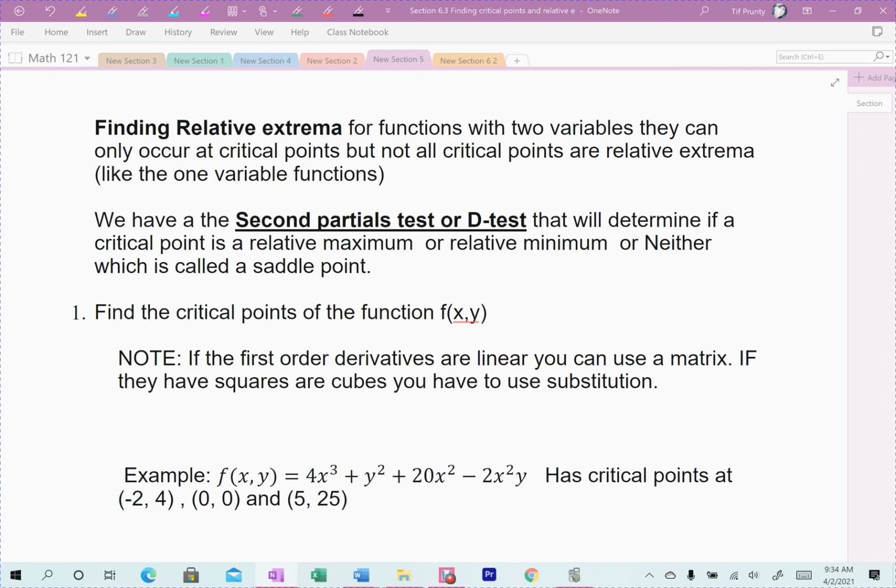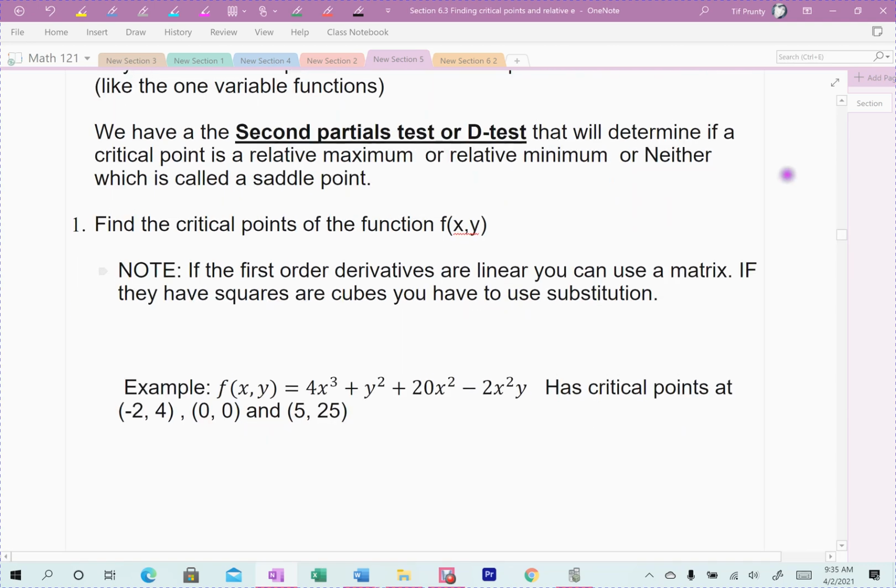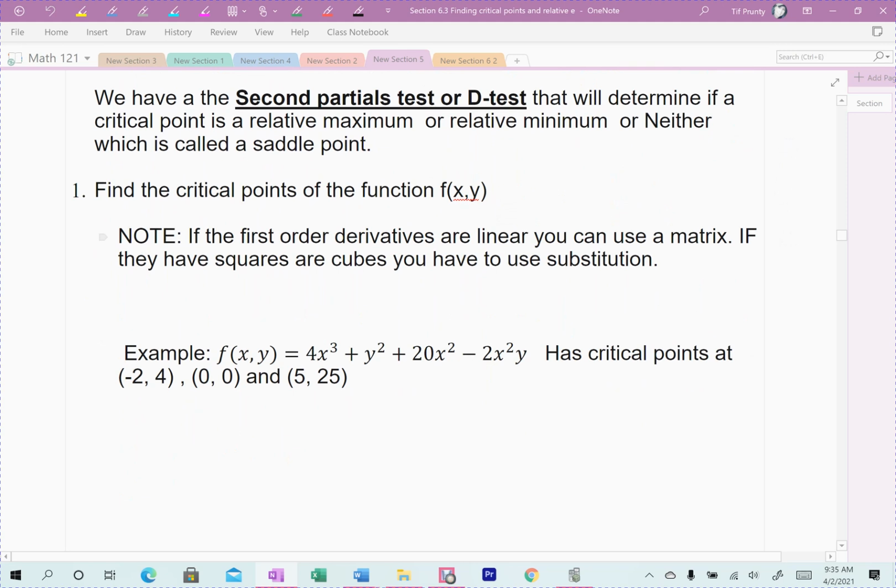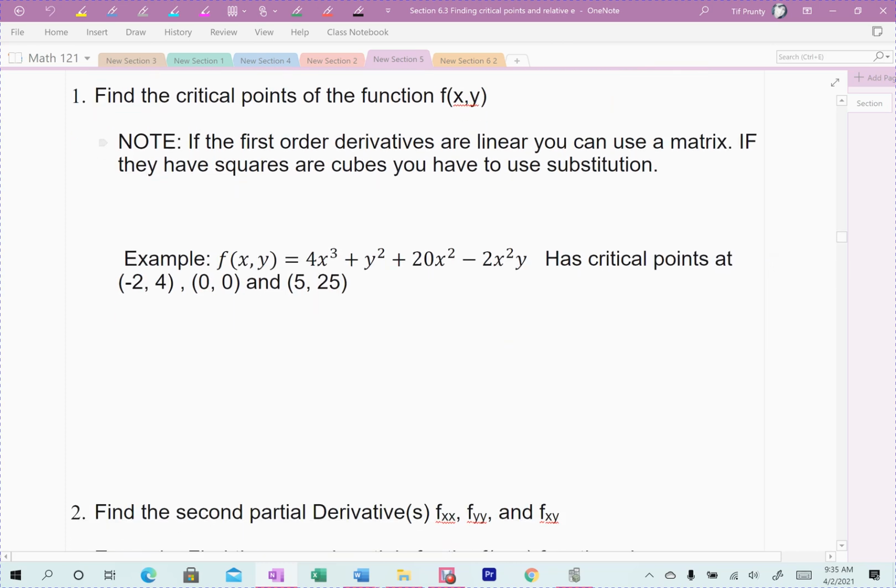Alright, so find relative extrema of functions with two variables. Again, not all critical values are extrema. Just like the one variable case, some are maxes, some are mins, and some are neither. They're just places where I've got a stopping point, but it's neither a max nor a min. What we use is called the second partials, or the D-test. The reason is that there's a D formula that tells me if the critical value is turning, meaning I'm going to get either a max or a min, or not turning, where it's just a stopping point. It either continues to decrease or increase and doesn't turn directions. The first thing is you have to find the critical points, which we talked about in the last video.